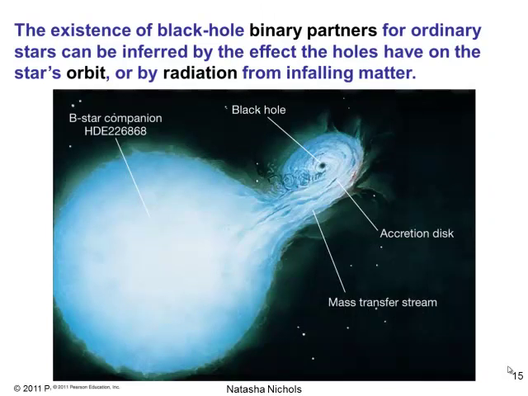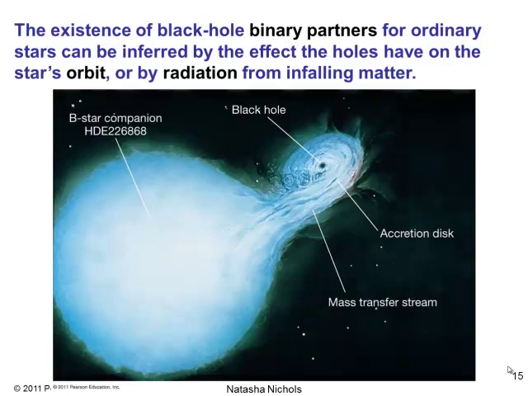The existence of black hole binary partners for ordinary stars can be inferred by the effect the holes have on the star's orbit, or by radiation from infalling matter. So here's the artist's conception of a binary system containing a large, bright, visible star and an invisible X-ray emitting black hole. This painting is based on data obtained from detailed observations of Cygnus X1.